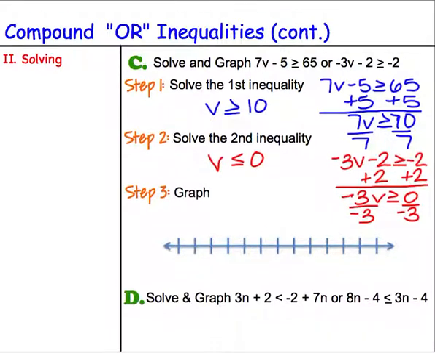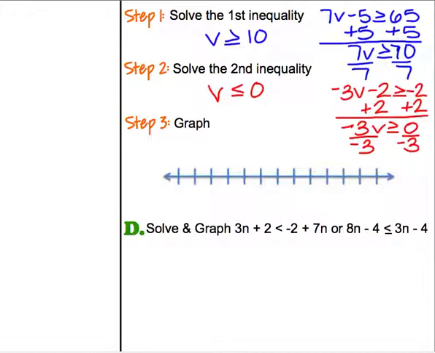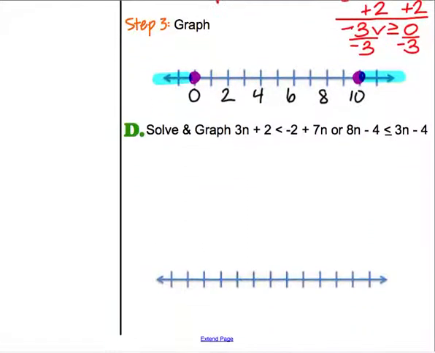So if we go ahead and number our number line, we need to be between 0 and 10. So I'm going to put 0, 2, 4, 6, 8, 10. And then I see I need closed circles at both 0 and 10. And now when I go ahead and highlight, I see that v is greater than or equal to 10, so that's going to be to the right, and it's less than or equal to 0, so I'm going to shade to the left.